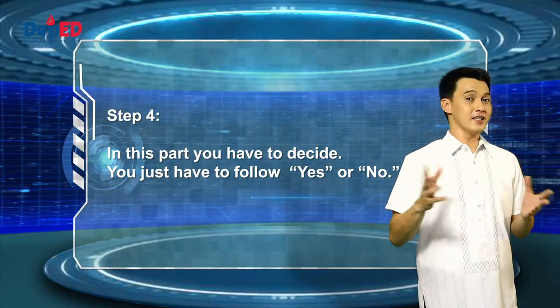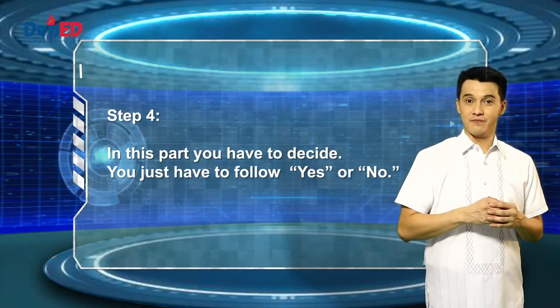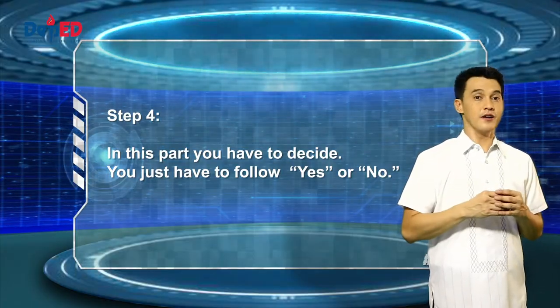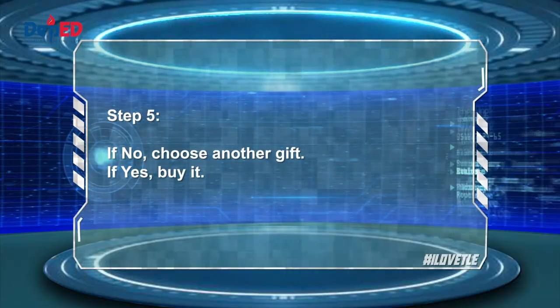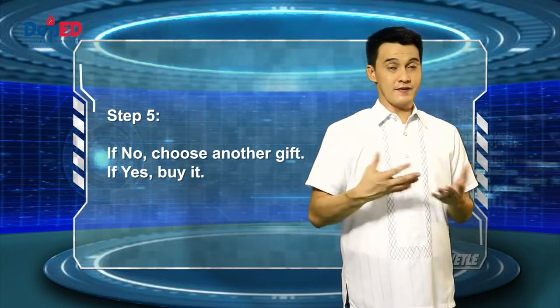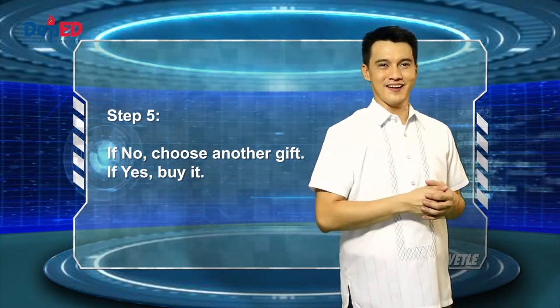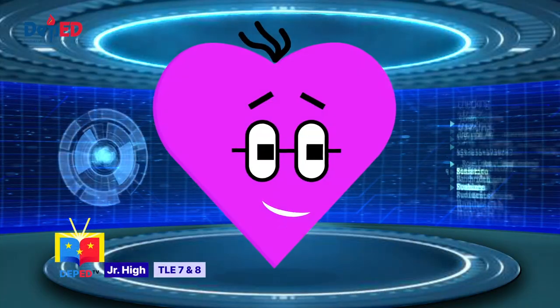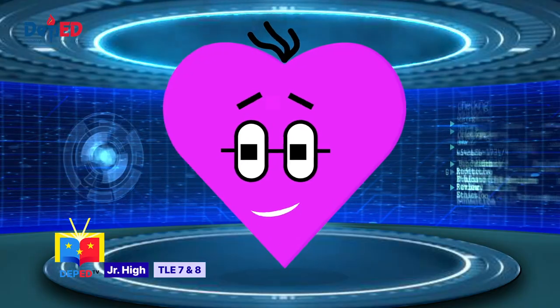Step 4, in this part, you have to decide. You just have to follow yes or no. Step 5, if no, choose another gift. If yes, you have to buy it. Wow, I never thought a flowchart could be that useful.